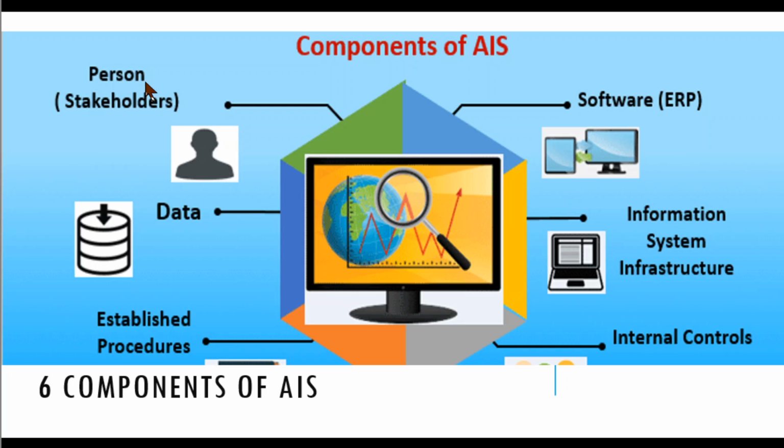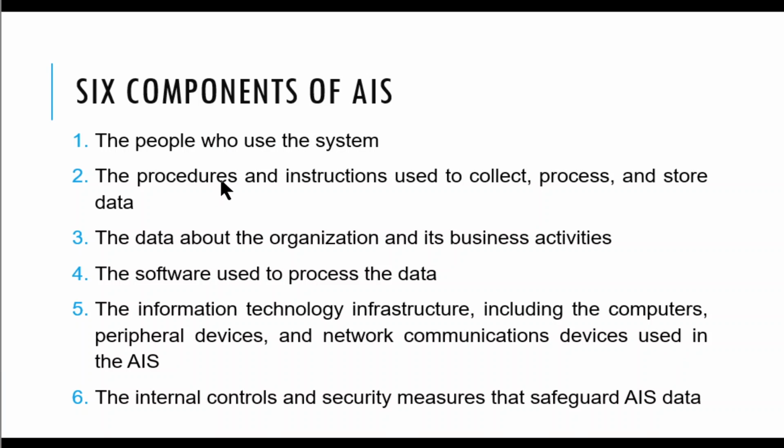So the components are, we have the persons or the people who are going to use the AIS. We also need, of course, the data that will be inputted in the AIS or processed in the AIS. There should be software to process that. Then the information system infrastructure, and the procedures, of course, on how to process the data. And the internal controls should also be in place. So again, the 6 components are the people who use the system, procedures and instructions, the data, the software, the infrastructure, and internal controls.